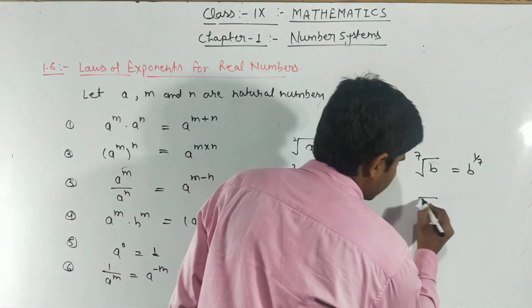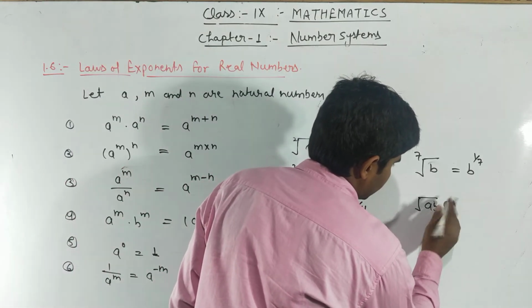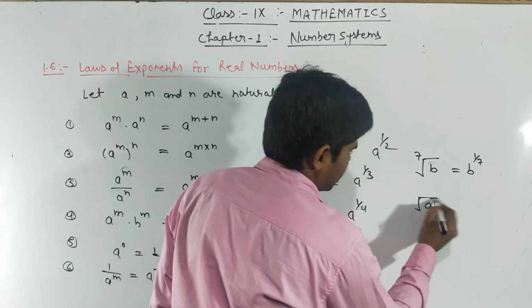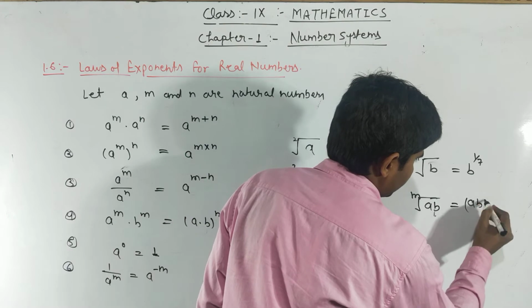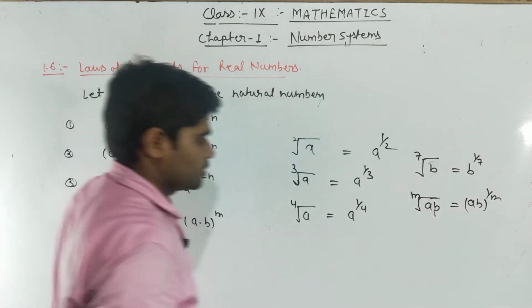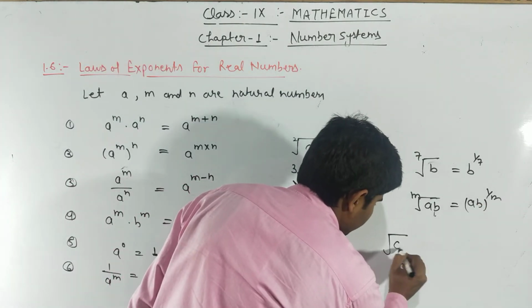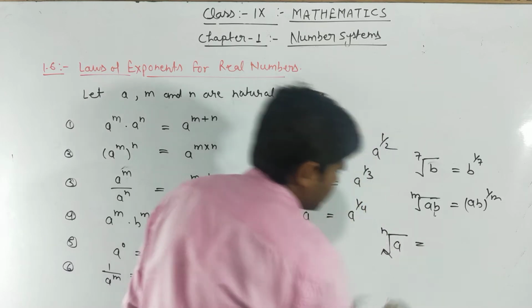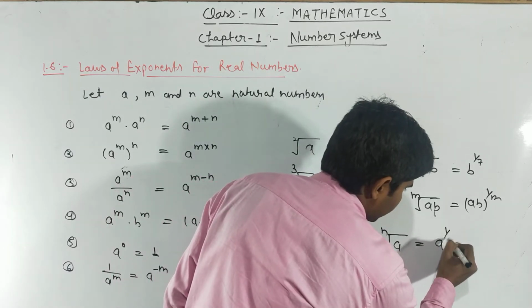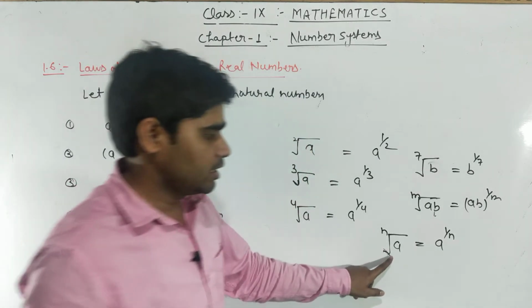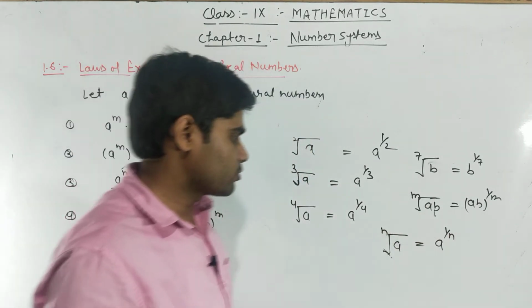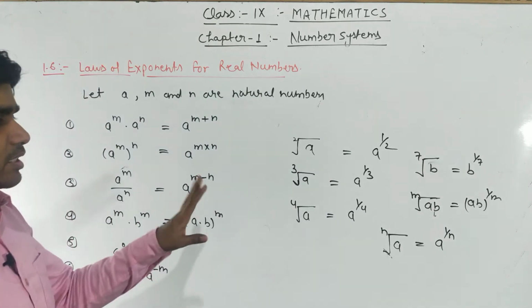What is the value of this one? ab here m. So this is equal to ab power 1 upon m. Similarly, what is the value of this one? n. So a raised to the power 1 upon n. We can write this in this form. In radical form, this is in exponent form. Okay, so we can write everything in this form.